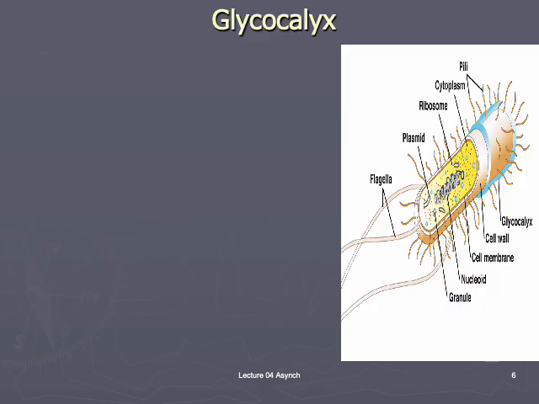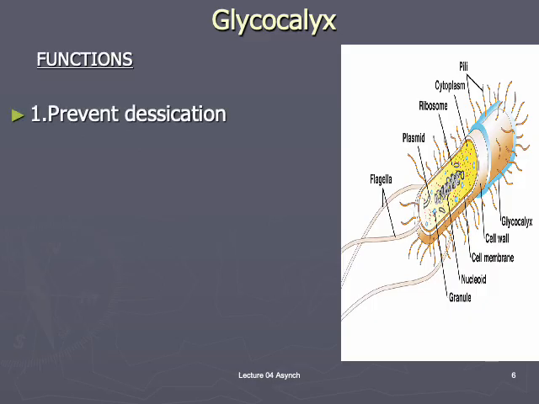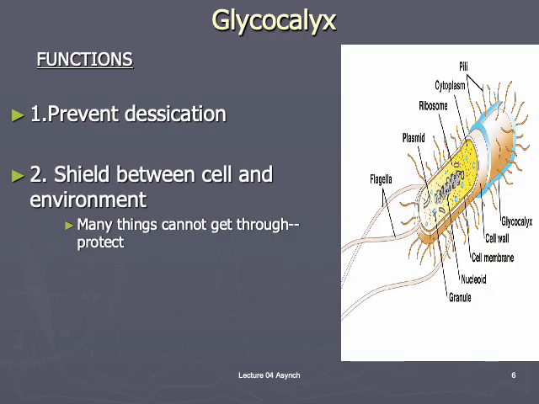Well, let's look at what it does for the bacterium. Number one, it prevents desiccation, so it's less likely to lose water and dry out. It makes it a little hardier, tougher. Number two, it's a shield. It stands between the cell wall and whatever's outside, maybe poisons, acids, bases, things that can hurt the cell. That glycocalyx is like a protective covering, a shield.